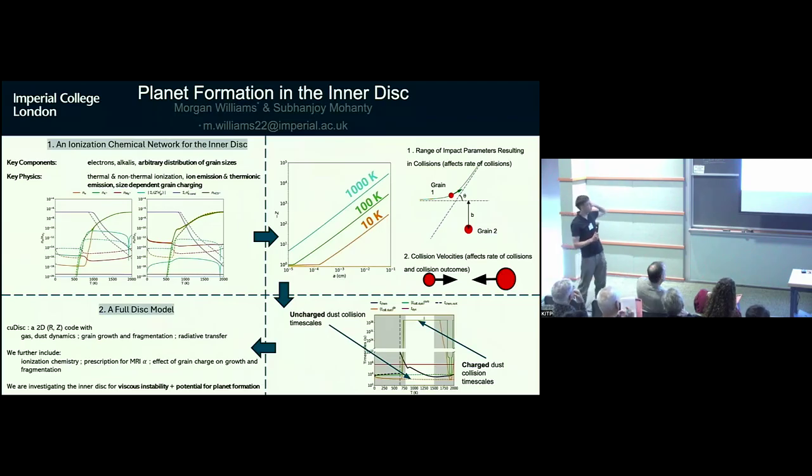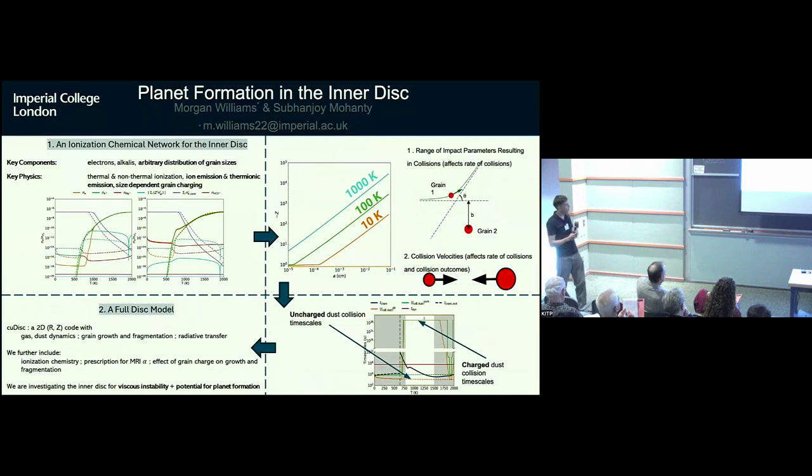The first is that it affects the range of the impact parameters between two grains that can result in collisions. So this affects the rate of collisions between grains. It also affects the collision velocities. Now this also affects the rate of collisions between the grains, but it further affects the collision outcomes. These grains are decelerating as they approach one another because of their like negative charges.